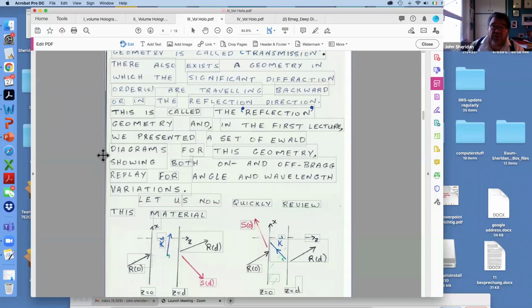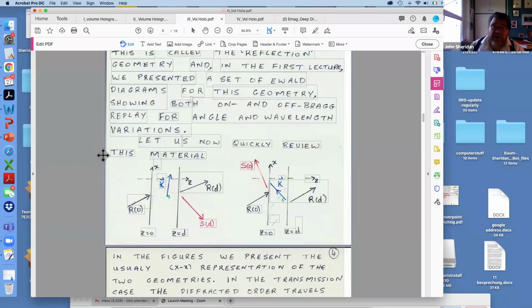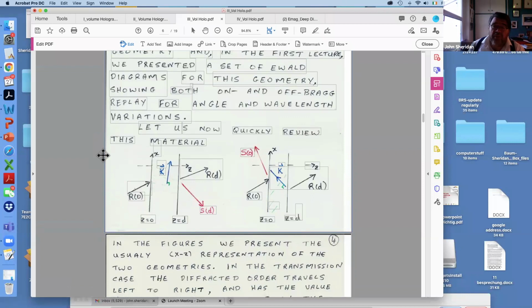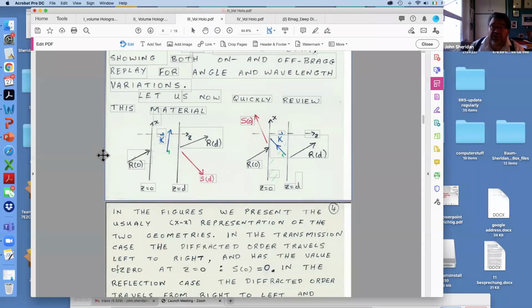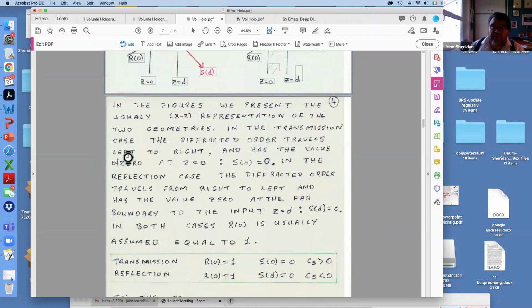And in the first lecture, we presented a set of Ewald diagrams for the geometry shown, both on and off axis replay, for angle and wavelength variation. So we've sort of met these, and I've talked a little bit about them. And again, I just want you to get used to the idea of drawing these things and the geometries and the way we describe them and how we talk about them.